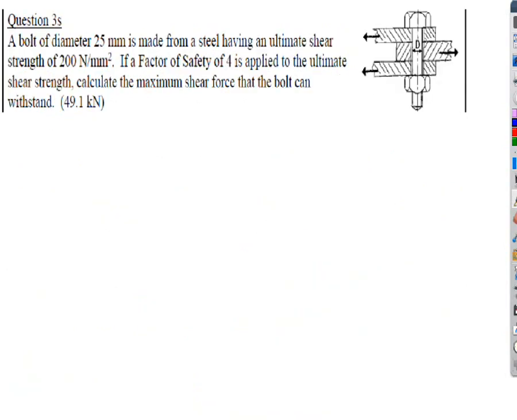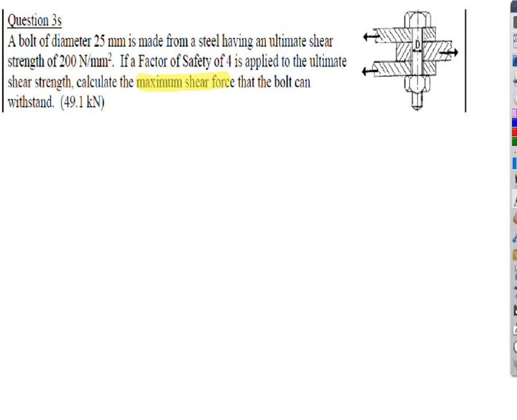Question 3S. We've got here a bolt. It's a 25mm diameter bolt made from steel, and they've given us the ultimate shear strength of the bolt. We'll have to look at that in a moment. They've also supplied us with the factor of safety they want in the bolt design, which is 4, which we've got to apply to the ultimate strengths. We've got to find the maximum shear force. So it's a bit like the previous question. We've got to find the force, the P, that the bolt can take.